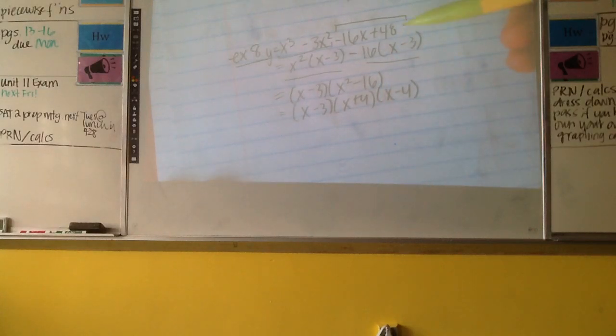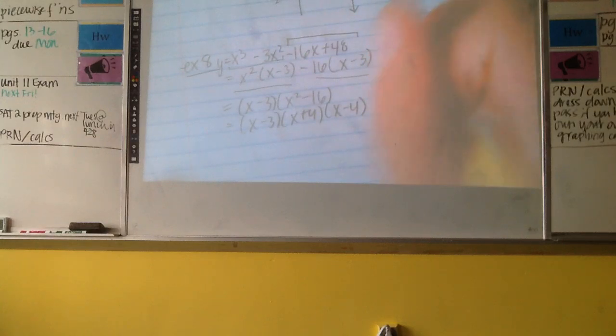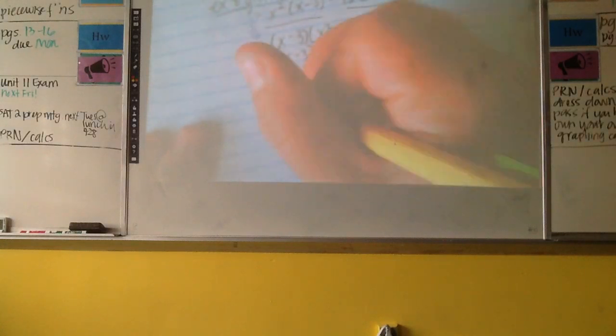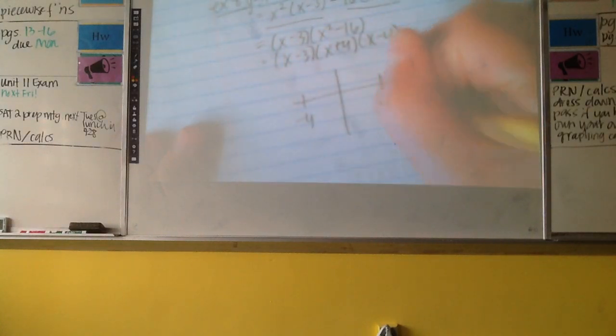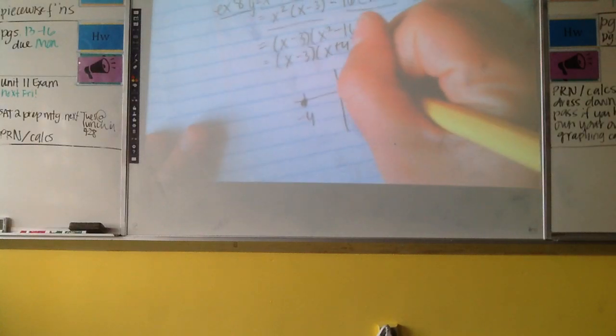So this big nasty polynomial is simply a cubic polynomial with a positive leading coefficient of 1 with roots at negative 4, positive 4, and positive 3. It's not so bad.